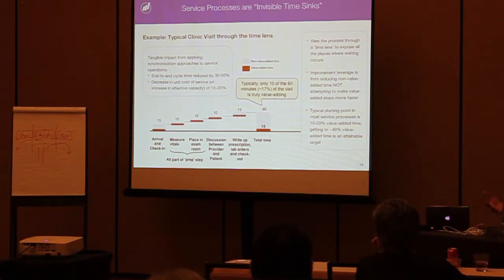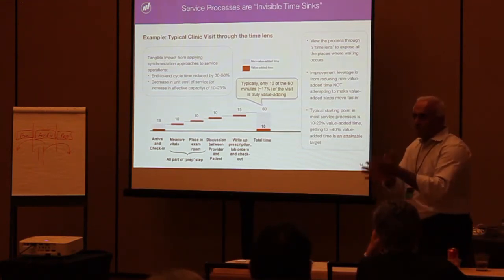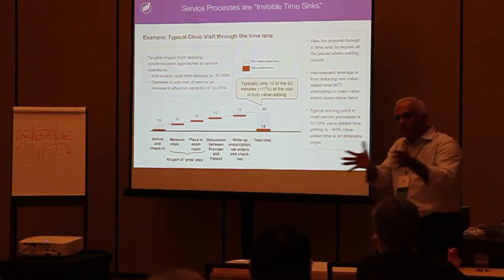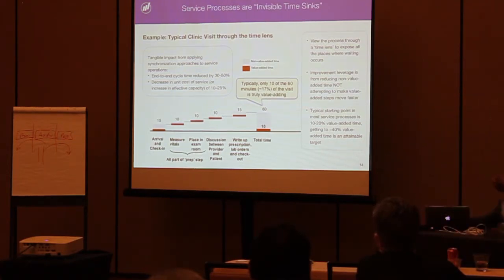Service processes are highly variable. Every patient is different, every provider is different, every provider's interaction with every patient is different, every day is different. And so when you've got such high variability, it's difficult to have 90% utilization. Okay? So that's how you think about this service model.